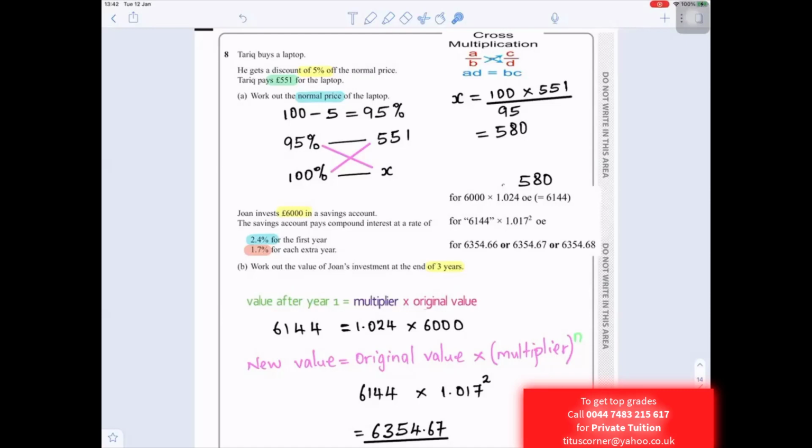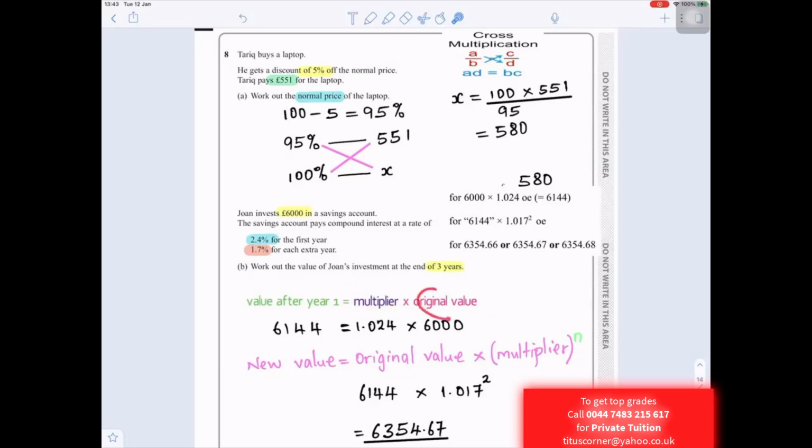Right. Part B, John invests £6,000 in a savings account. The savings account pays compound interest at a rate of 2.4% for the first year and 1.7% for each extra year. Work out the value of John's investment at the end of 3 years. The formula you need to remember is this one. Value after 1 year is equal to the multiplier times original value. How do we get the multiplier?